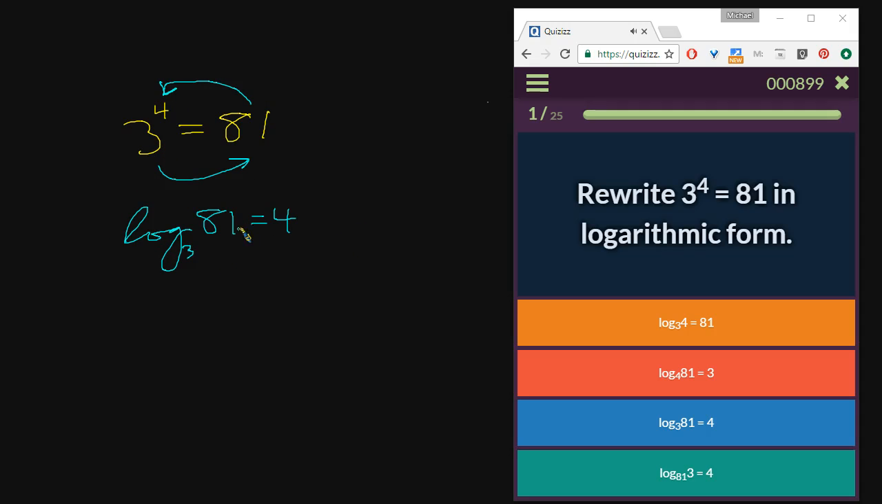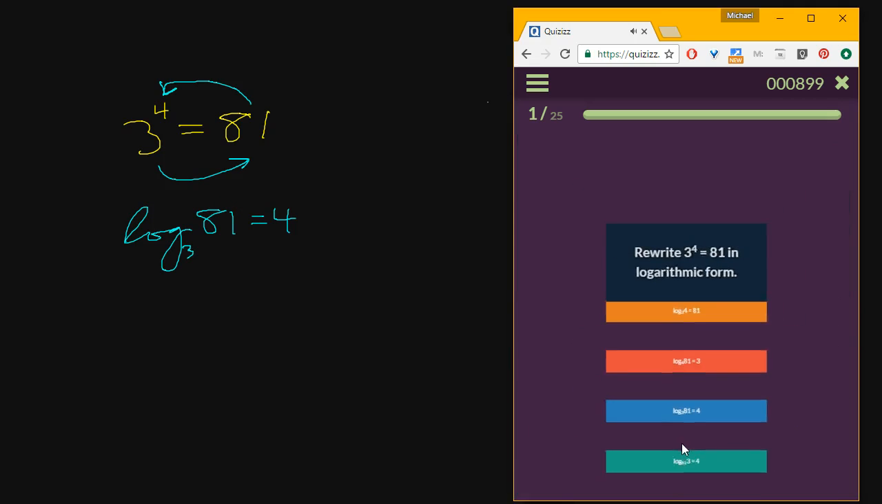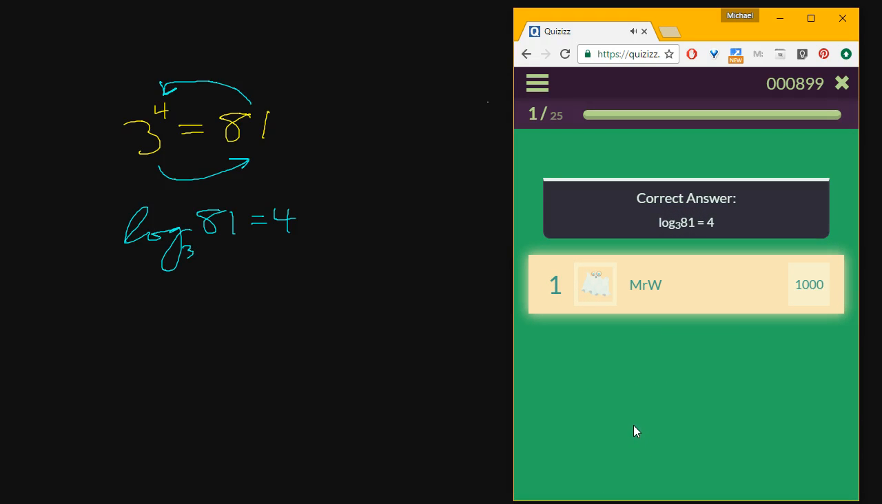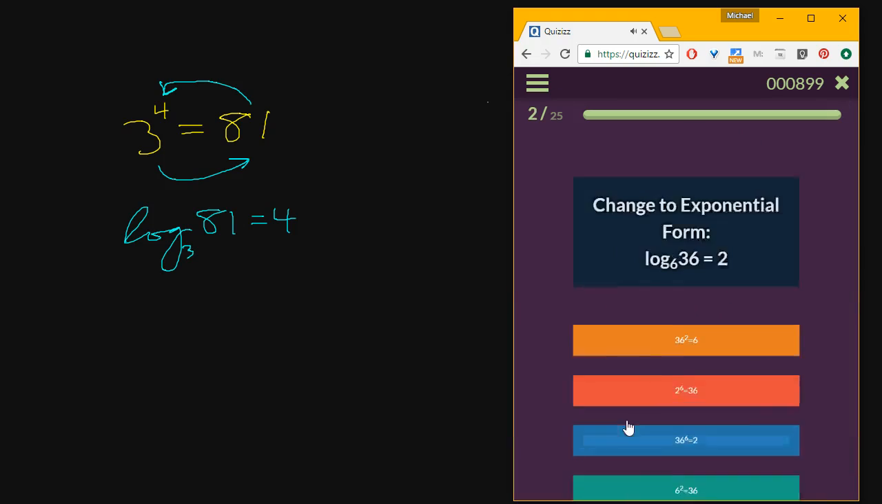Also remember, logarithms are exponents, and therefore this should be equal to the exponent. Another way to look at this is, what power do we need to raise 3 to get 81? It's 4, and so therefore this must have a value of 4. Let's see if I got it right. Yay, look how good I am. Woo, Mr. W, yeah, I rock.